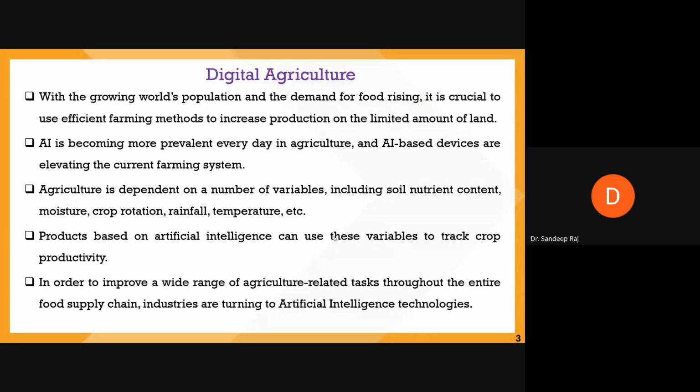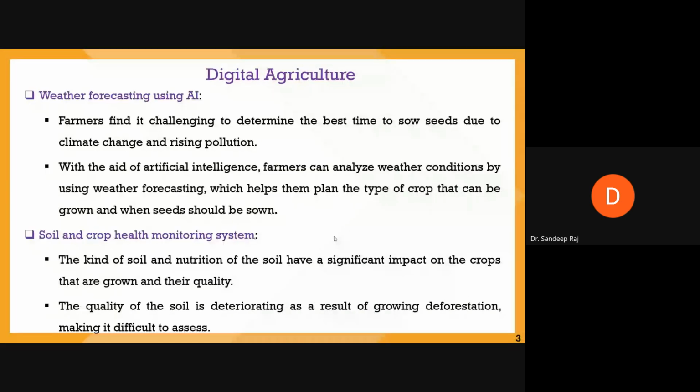AI is becoming more prevalent every day in agriculture, and AI-based devices are elevating the current farming system. Agriculture depends on a number of variables including soil nutrient content, moisture, crop rotation, rainfall, temperature, and many other parameters. So products based on artificial intelligence can use these variables to track crop productivity. In order to improve a wide range of agriculture-related tasks throughout the entire food supply chain, industries are turning to artificial intelligence technologies.